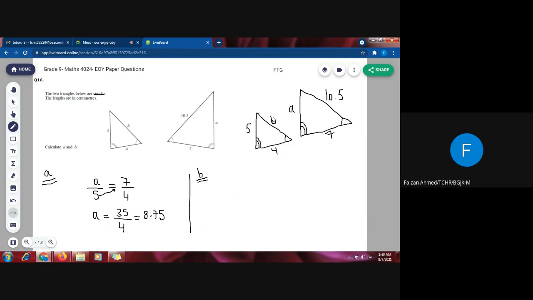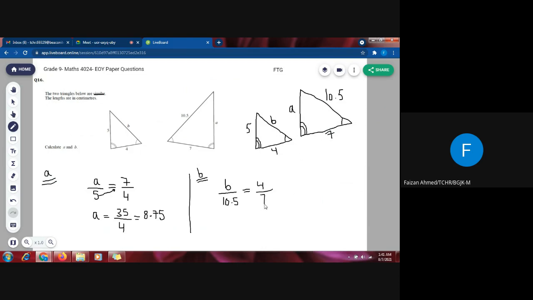So now moving on to B, I can also find the value of B by using the same concept. This time I will take B in the numerator, and I will compare this side with its corresponding side, which is 10.5. So I will write 10.5 in the denominator, equal to, and I have to use one more. Either you can use the value of A, because you now know the value of A, and compare A with its corresponding side, or you can also use 7 and 4. So 4 will be in the numerator, and then I will compare this side with its corresponding side, which is 7.